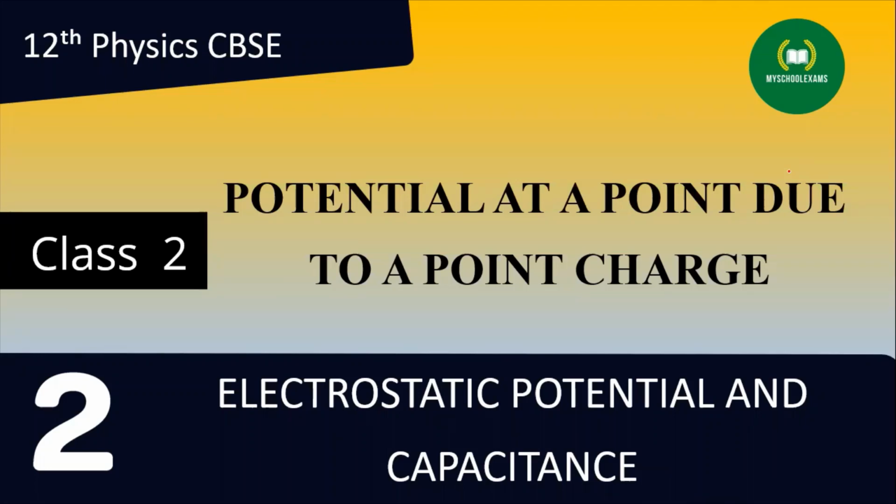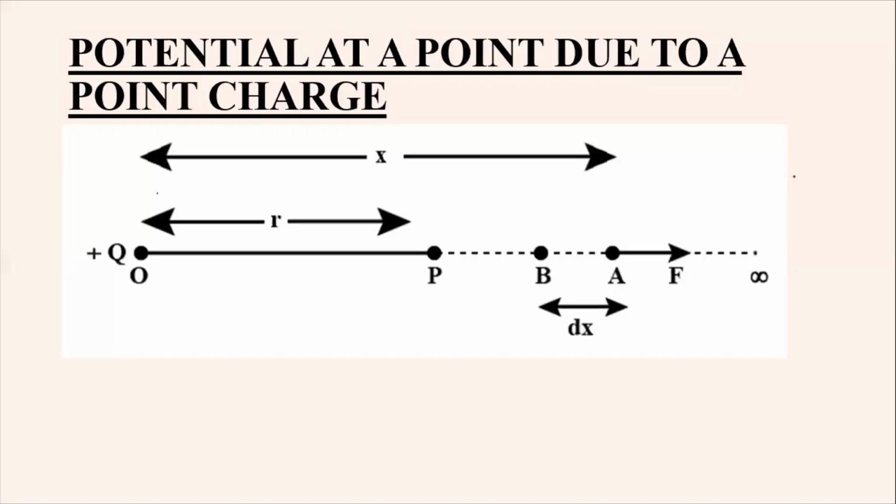Hello children, today we are going to calculate the electric potential at a point due to a point charge. A point charge means it is the source charge. If you wanted to draw this, you can take a source charge here, plus Q. The point where this source charge is placed will be taken as the origin.